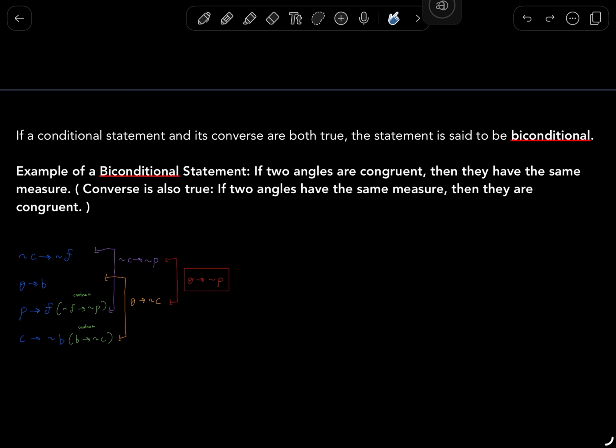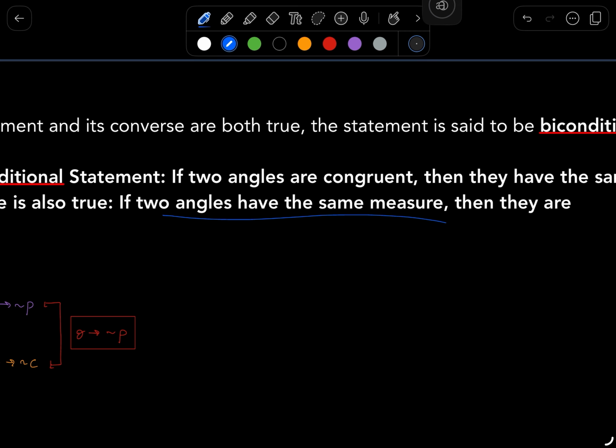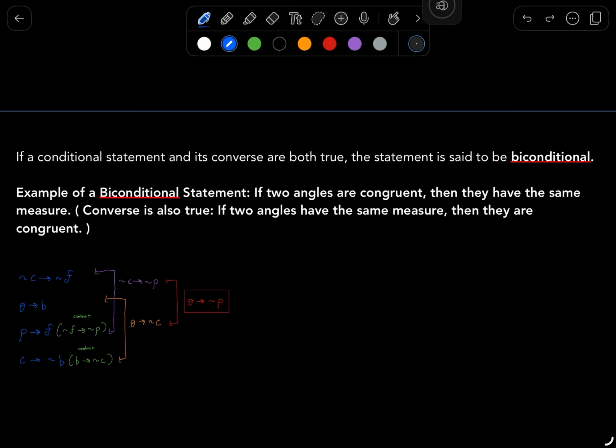An example of that, well, let's look. Let's say we have a base conditional statement. If two angles are congruent, then they have the same measure. So that's the basic. Now the converse, again, remember converse, you just switch the order, so you kind of read it backwards. So now you're saying if two angles have the same measure, then they are congruent. Well, that's also a true statement, because if two angles have the same measure, then that means they're equal to each other, which means they're congruent. So that's one example of when the base conditional statement and the converse are true, making it biconditional.